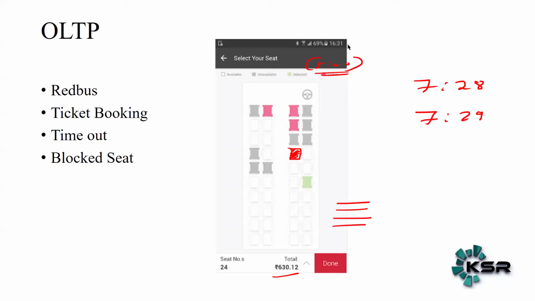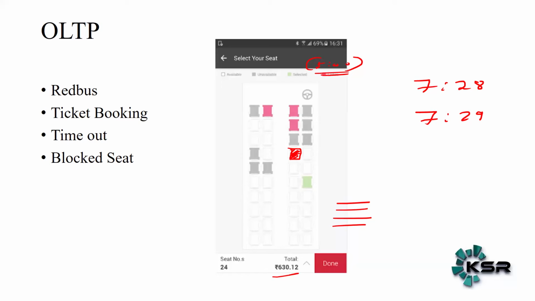Okay. Now, this is time bounded. Now, tell me one thing. Today you will block the ticket. After 3 days, you will go and do the payment and confirm your ticket. Is that possible? No. It's not at all possible.